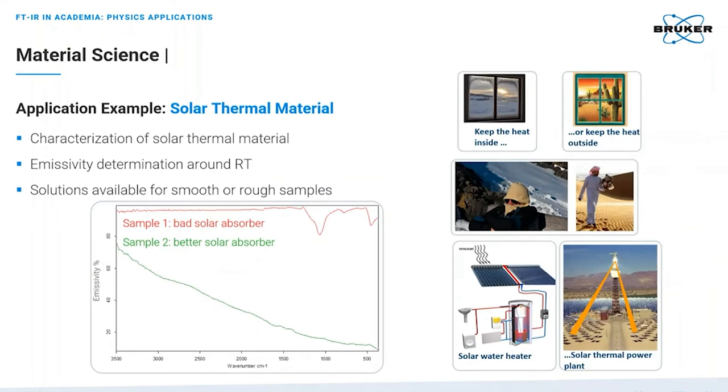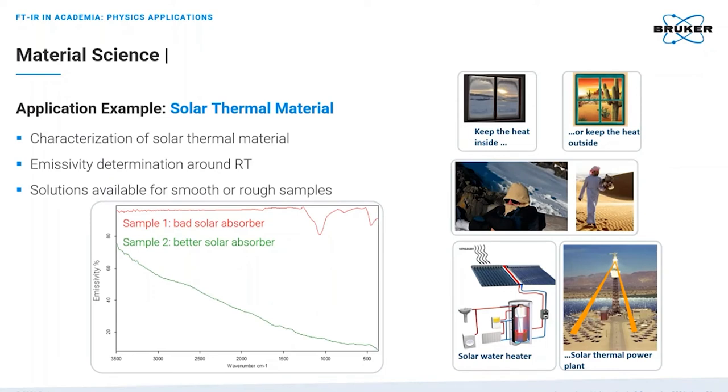Well, solar thermal energy is a form of energy and a technology for harnessing solar energy and to generate thermal energy. Solar thermal collectors are a special kind of heat exchangers that convert solar radiation into thermal energy. And solar thermal materials are used in the building industry for window materials, for heating installations in solar thermal power plants, or for functional textiles. For solar thermal applications, it is essential that the optical properties of the solar absorber surface meet the requirements, and FTIR spectroscopy is the ideal tool to analyze these properties.